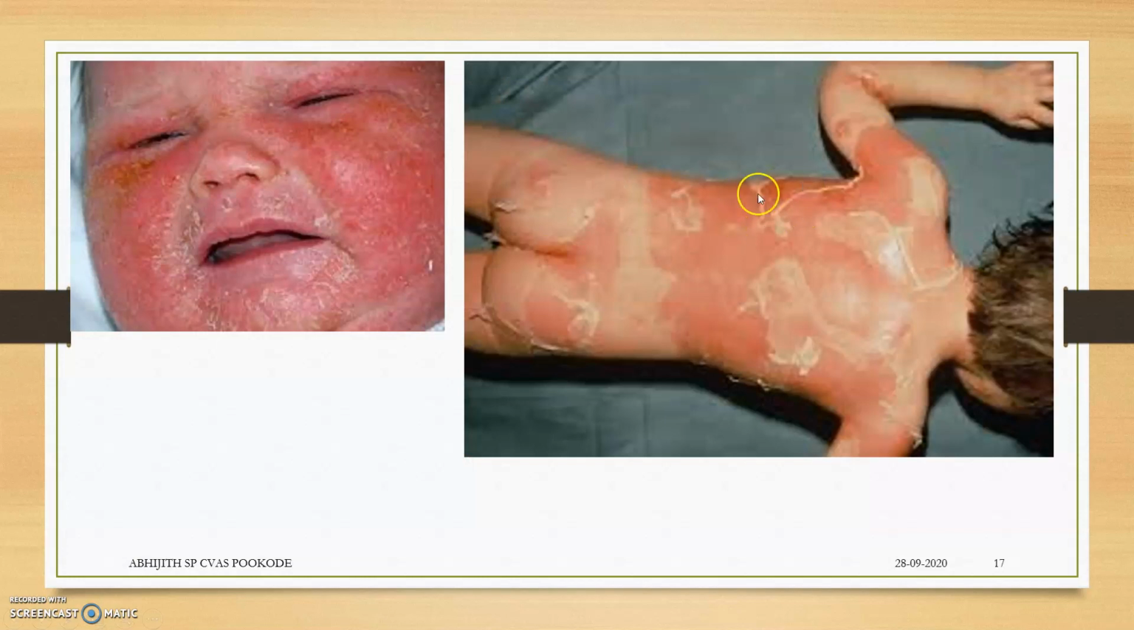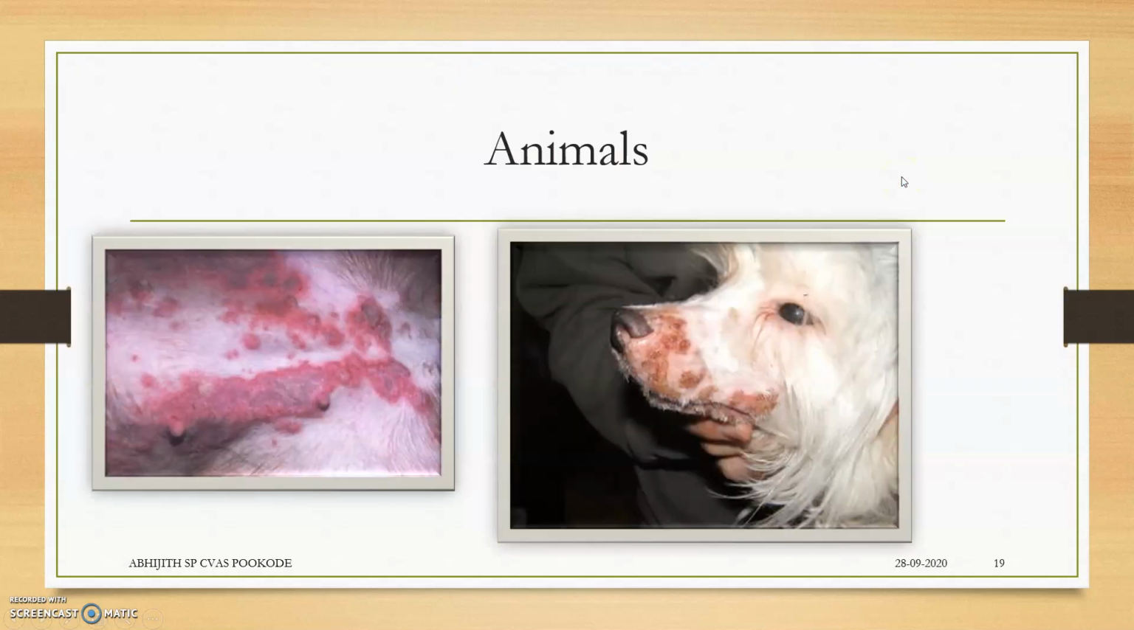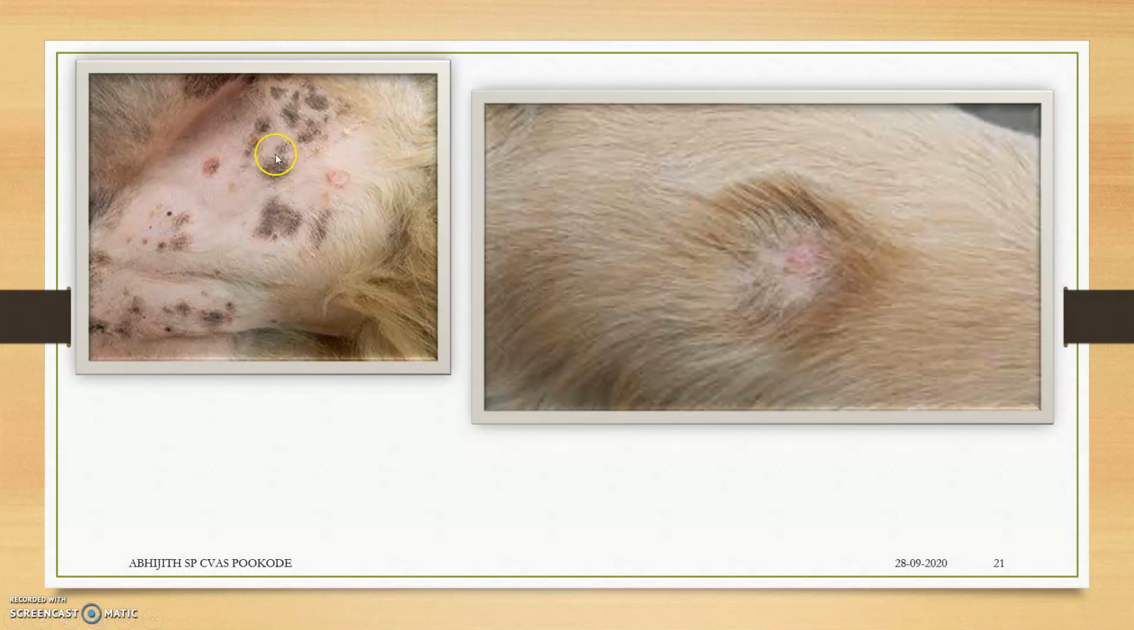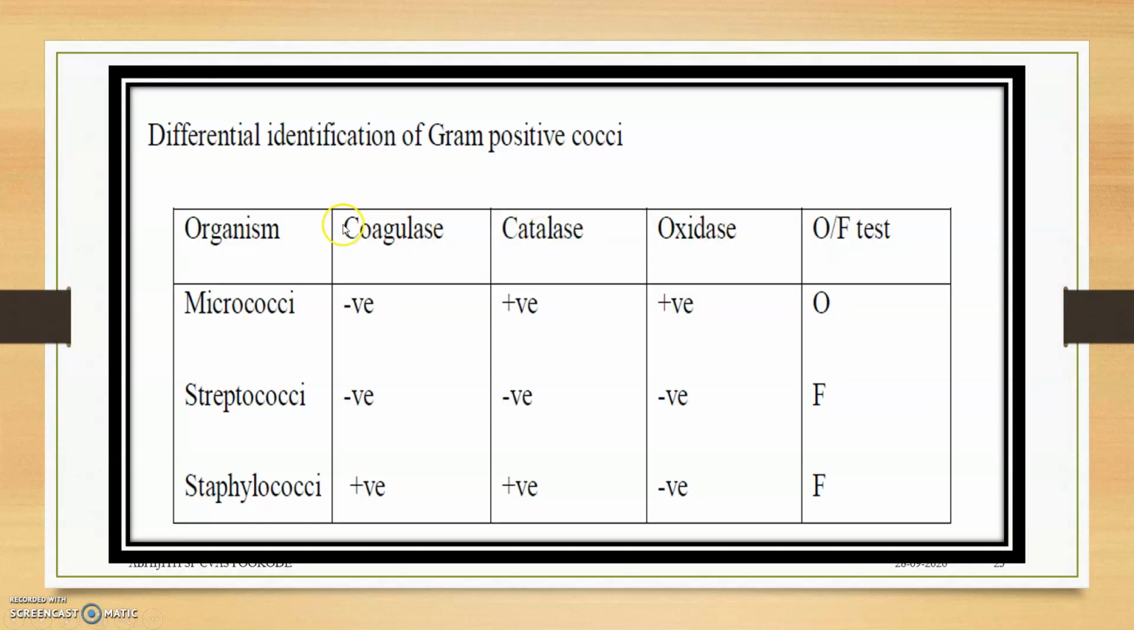Staphylococcal scalded skin syndrome or Ritter's disease. See small pustules, lesions. Now in animals, they produce lesions in the nose region, in the ventral perineal region. So this was actually a normal dog, and when it got infected with Staphylococcus, the entire appearance changed. These are small pustules and small erythematous lesions and small necrotic pustules. So this is the identification of gram-positive cocci.